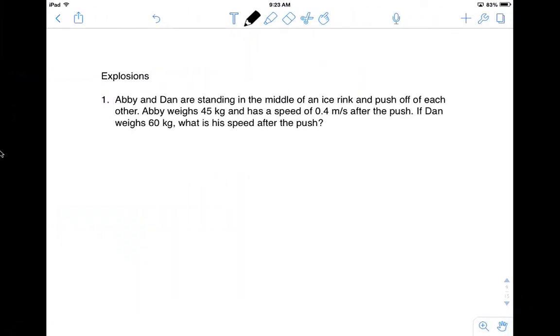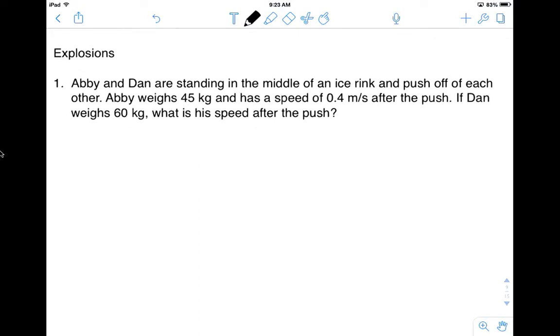Okay, guys. Now we're recording explosions number one. For this one, I've got Abby and Dan. They're standing in the middle of an ice rink and they push off each other. So I'm going to draw that to begin with. I'm going to have Abby and Dan. It might help to label them as Abby and Dan.